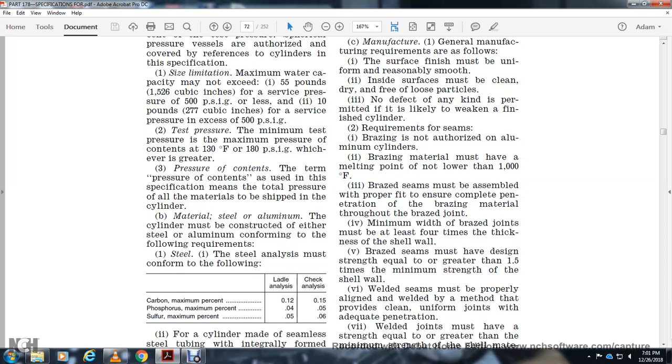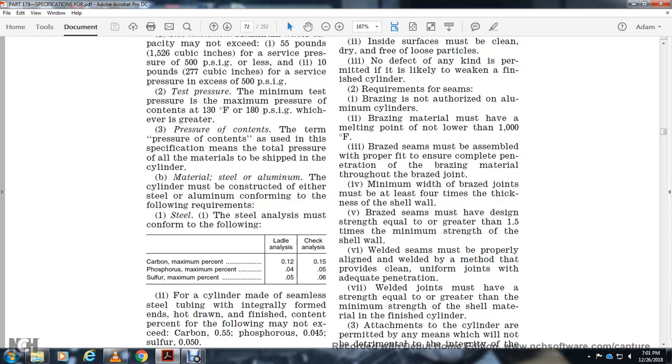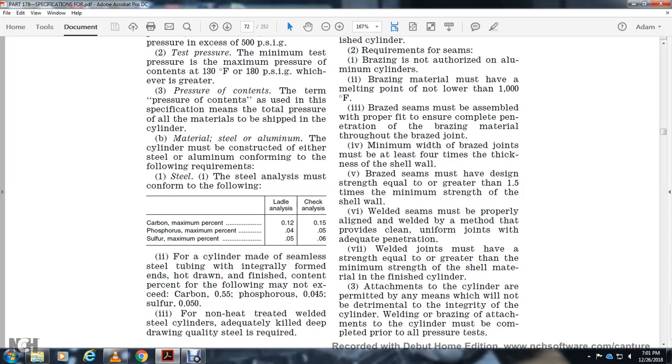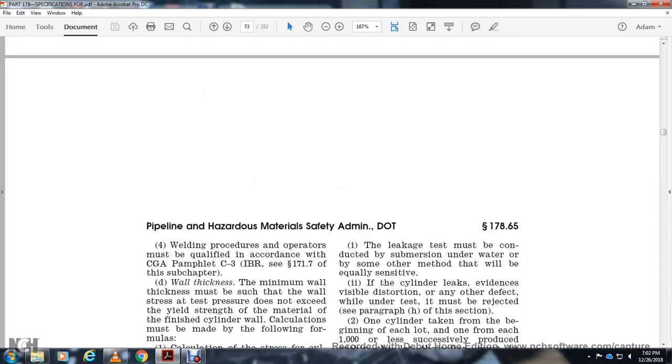The seams must be properly aligned with the weld of the metal. Provide clean and uniform joint with adequate penetration. Weld joints must have the strength equal to or greater than minimum strength of the shell material with the definition. Some of the attachments to the cylinder that are permitted are those which will not be detrimental to the integrity of the cylinder, with the welding braid with attachment. Cylinder must be completed prior to all pressure tests. Welding procedure: the operative must be welded in accordance with the welding code, with the wall thickness, the minimum wall thickness, the wall with the test pressure design, the yield strength with the material with the finished cylinder wall.